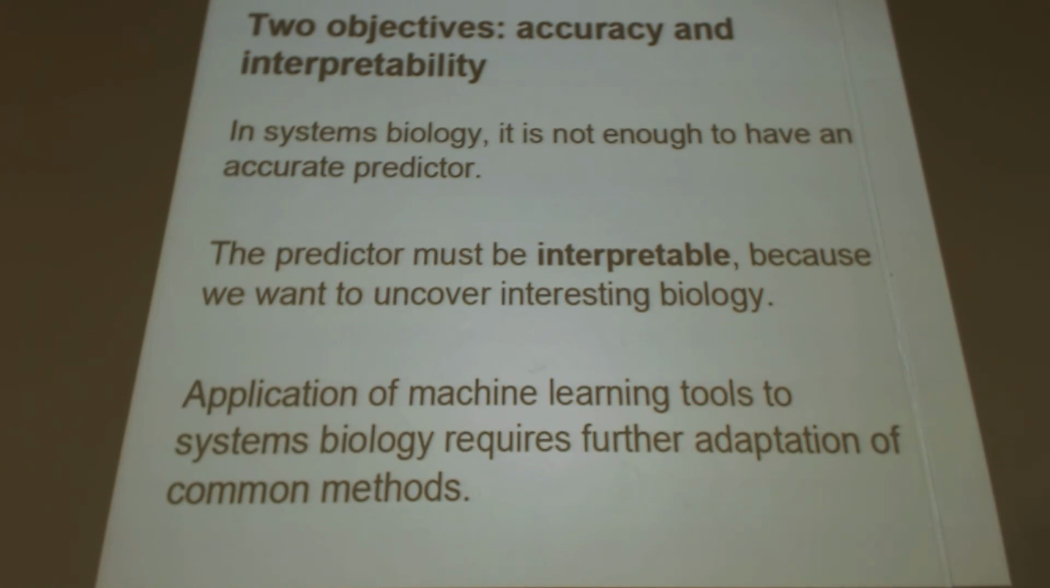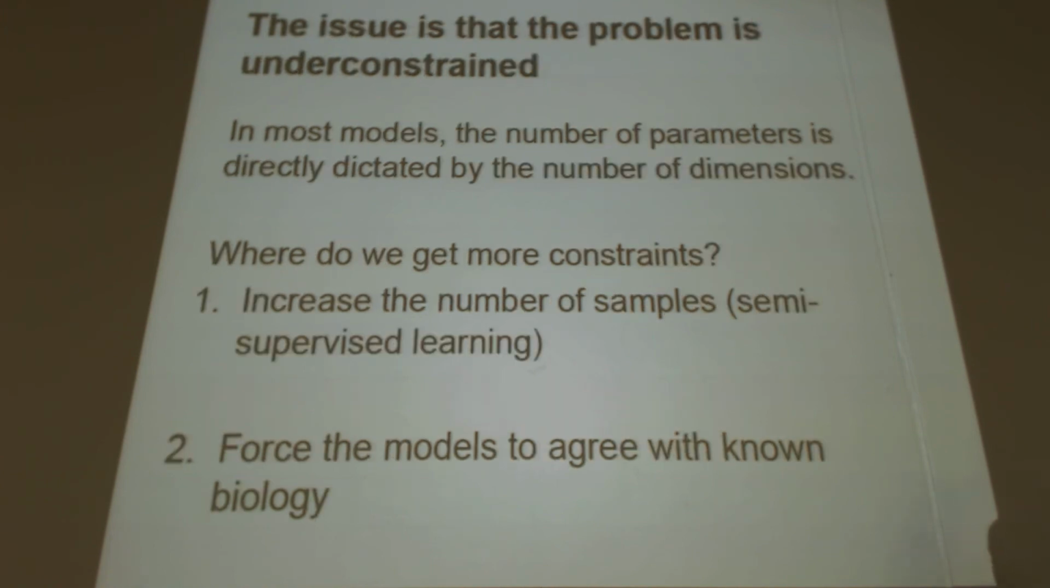All right. So this is just going over what I already said, which is it's not enough to simply have an accurate predictor. We'll also be able to draw up a biological story. And really, the issue goes back to this fact that we have so few samples and so many features, so many dimensions that we're working with. Well, how do we get around this problem?